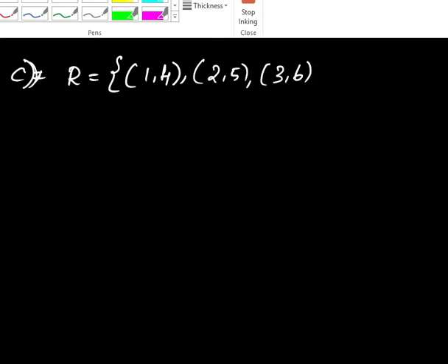So the last one is the roster form. Open the flower bracket. So R is equal to, open the flower bracket, write down all the relation, that is 1 comma 4, 2 comma 5, 3 comma 6, 4 comma 7, 5 comma 8 and then 6 comma 9.